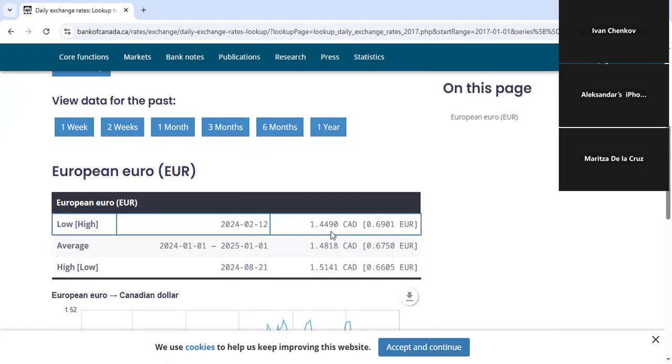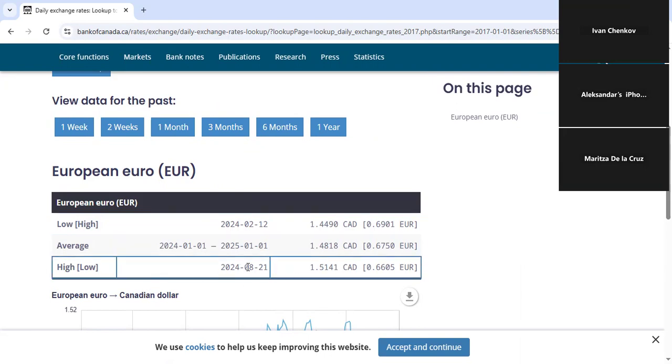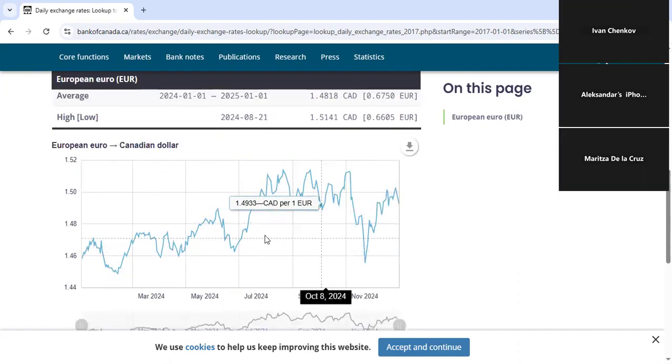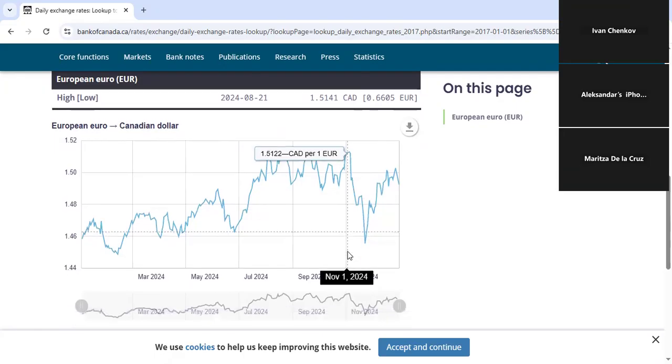What was the highest rate last year? The highest rate was on August 21st. What was the lowest rate? And what was the average rate? And you can see this analysis of the exchange rate, how the exchange rate fluctuated during the year.